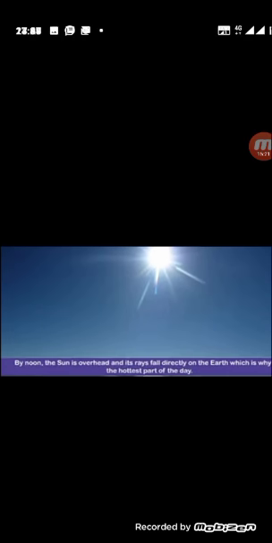Afterwards, you can see here during the morning and evening, the sun being low in the sky, its rays fall on the earth in a slanting way. And due to this reason, we feel very hot at noon, but not in the morning or evening. It also changes during the year. It is hot in the summer season.